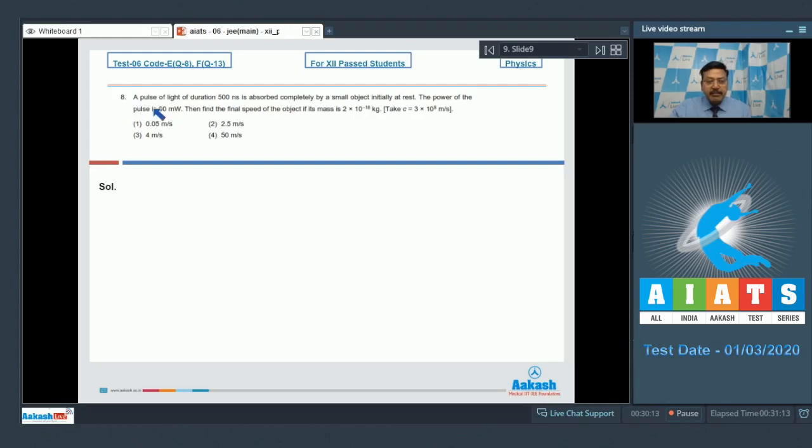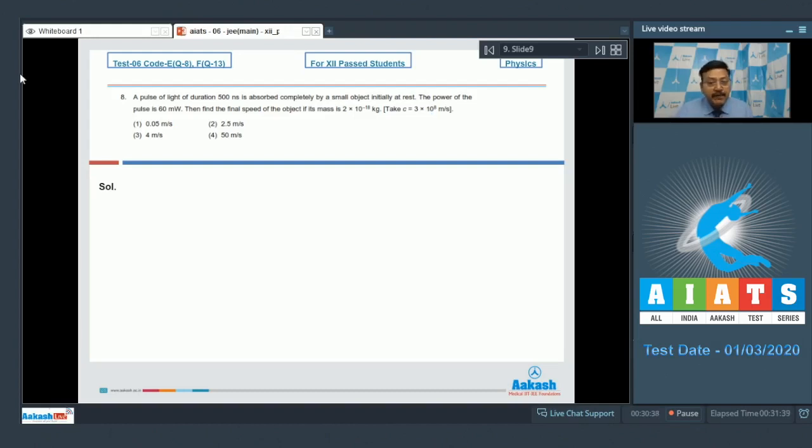Question 8 says a pulse of light of duration 500 nanosecond is absorbed completely by a small object initially at rest. The power of the pulse is 60 milliwatt. Then find the final speed of the object if its mass is 2 into 10 to the power minus 18 kg. Take c, which is the speed of light, as 3 into 10 to the power 8 meter per second.